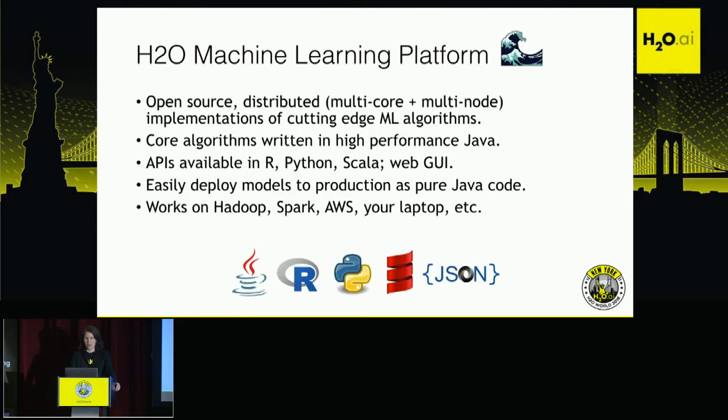Okay, so most of you probably are familiar with H2O, but just in case this is your first H2O World or your first introduction to H2O, what makes H2O unique is that, one, it's open source, it's distributed both on a single machine and in a multi-node setting, and we have what we think are all the cutting-edge machine learning algorithms that people want to use. And all of that's written in high-performance Java, and then that's running either on your laptop or on a server, and you connect to that server from R or Python.